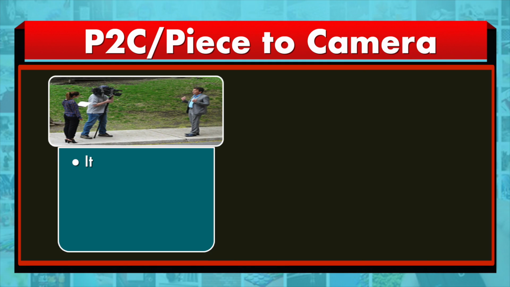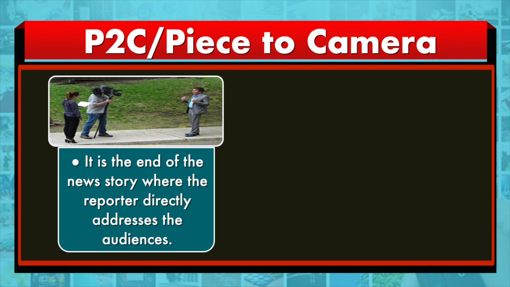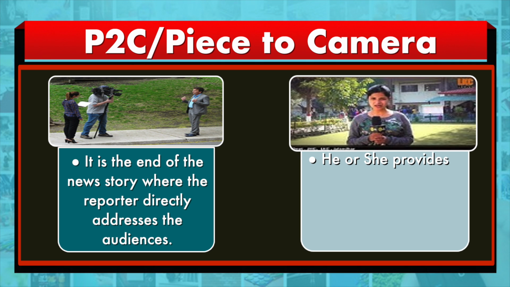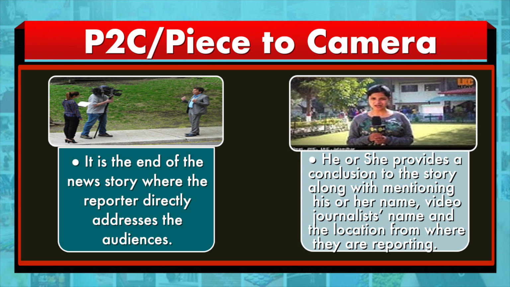P2C or piece to camera. It is the end of the news story where the reporter directly addresses the audiences. He or she provides a conclusion to the story along with mentioning his or her name, video journalist name, and the location from where he is reporting.